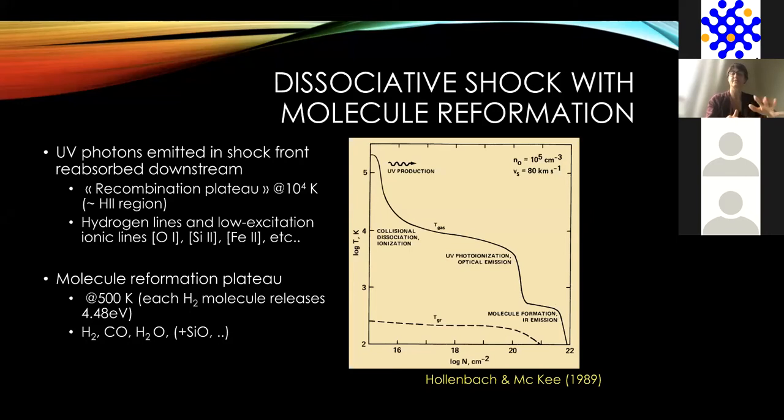And it's a plateau because each H2 molecule, when it reforms, releases 4.5 eV of energy. So there's like a thermostat. It prevents the gas from cooling until all of H is turned into H2, and then it cools by H2 molecules and other molecules. So H2, CO, H2O, whatever molecules you can form in this region.